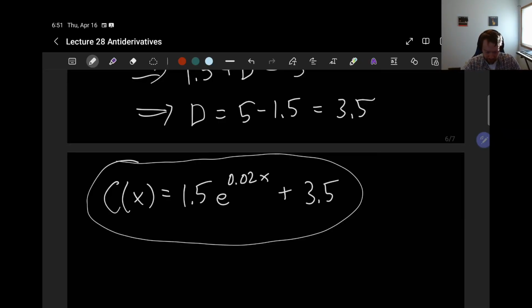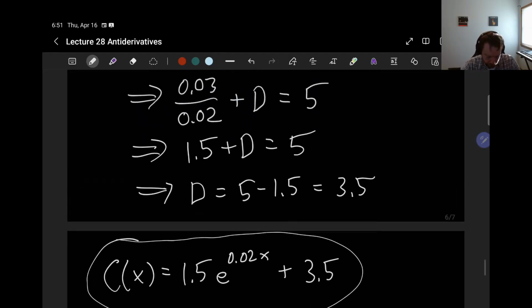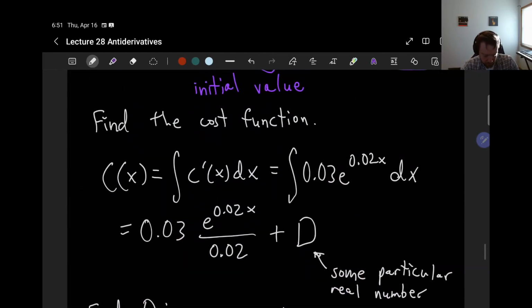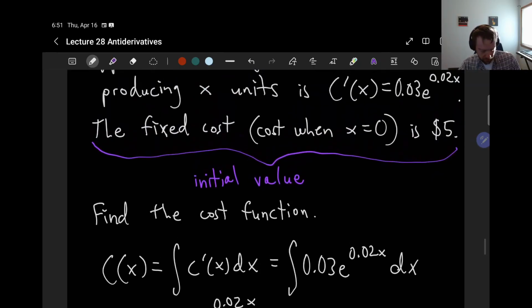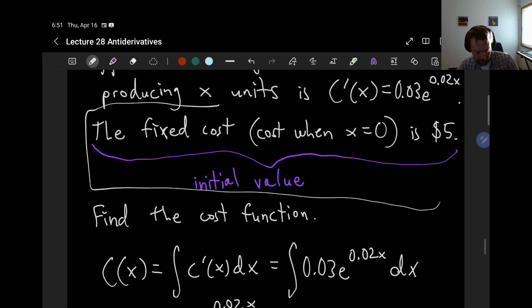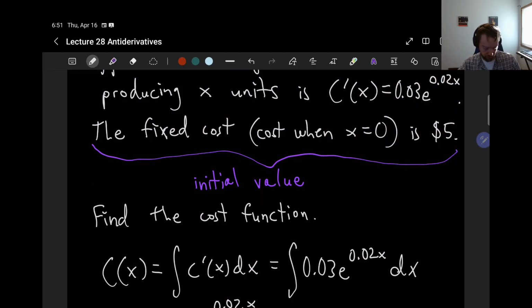So remember that if you take the antiderivative, you need to write a plus C or plus D in whatever letter you want, because there could be some constant there. And then the way that you solve for it is through this extra little bit of info at a particular moment. That's the initial value.